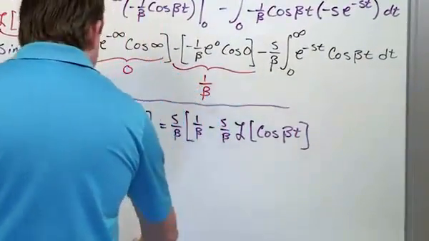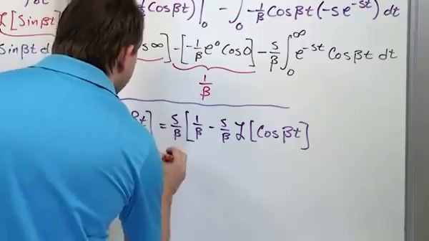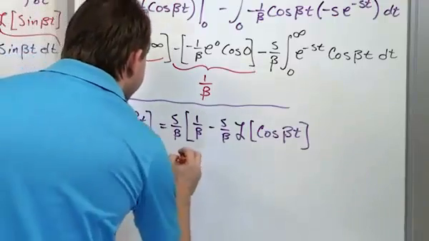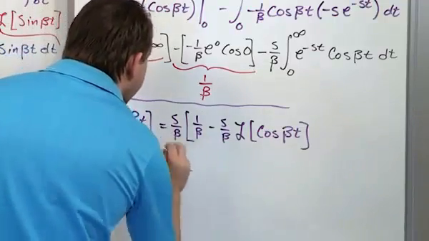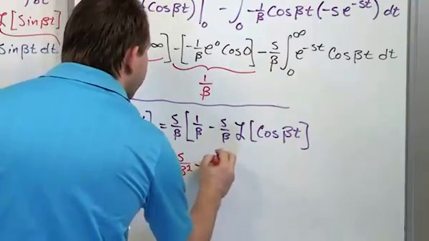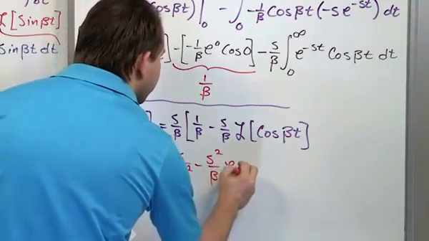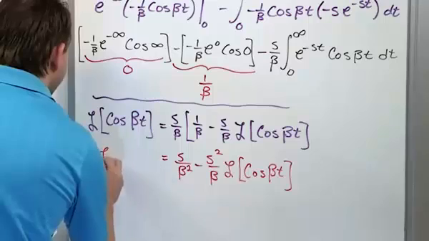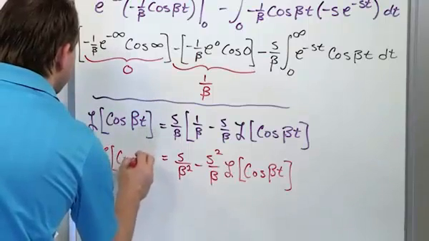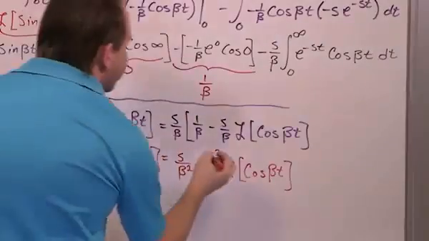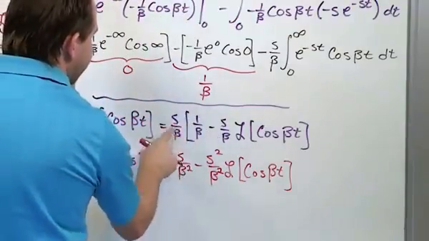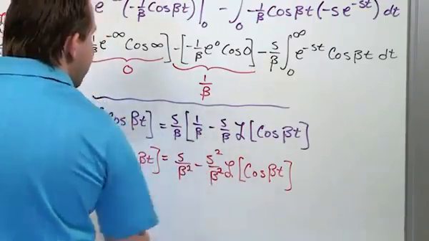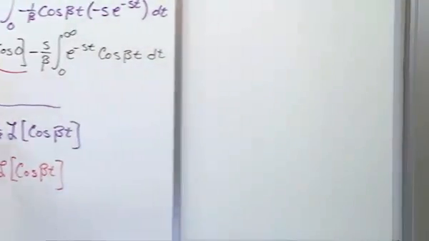All right. So what you're going to end up having is, on the right-hand side, when you just distribute this guy in like this, s over beta squared minus s squared over beta squared times the Laplace transform of cosine beta t, like this. And on the left, you'll have Laplace transform cosine beta t, just like that. And there's one square right here, because when I multiply this in, I get s over beta squared. When I multiply this into here, I get s squared over beta squared. The minus stays here. Everything stays here. So let me move over to the next board.